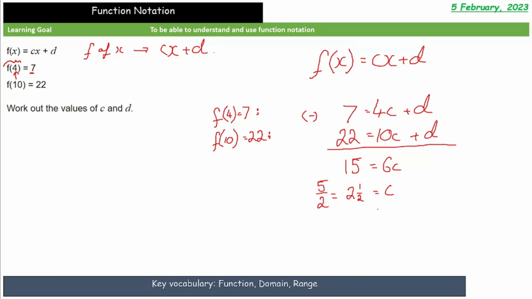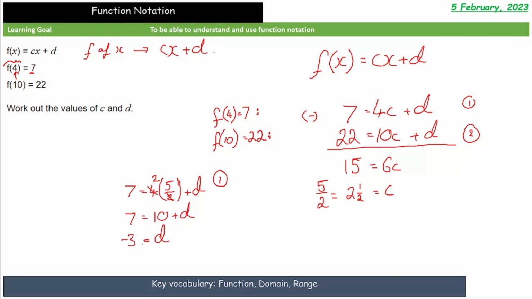So once we have this, we can then go back to one of our equations. I'm going to pick equation 1, and we know our c value, so we could say 7 equals 4 times 5 over 2, plus d. Therefore we could do a bit of cancelling. So we have 7 equals 10 plus d, which means d is going to be equal to negative 3.